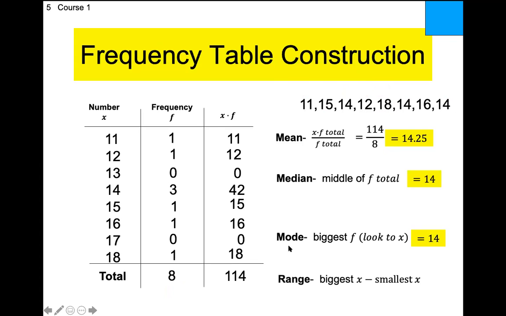Last one is the range, and that's simply the largest number and then subtract the smallest number. Largest number is 18, the smallest number is 11. All right, that's the easy one. 18 minus 11 is 7. So the range is 7.